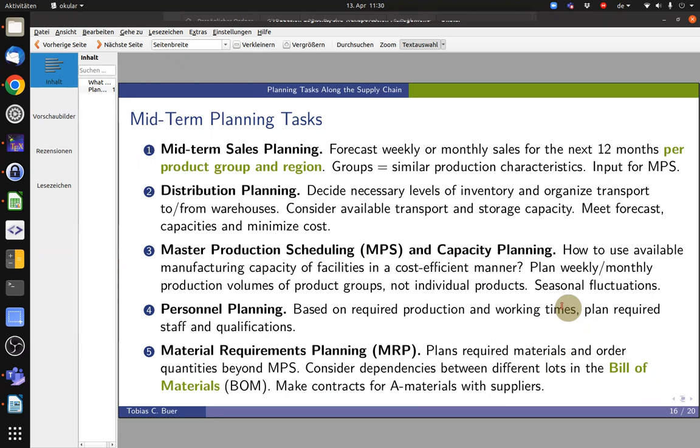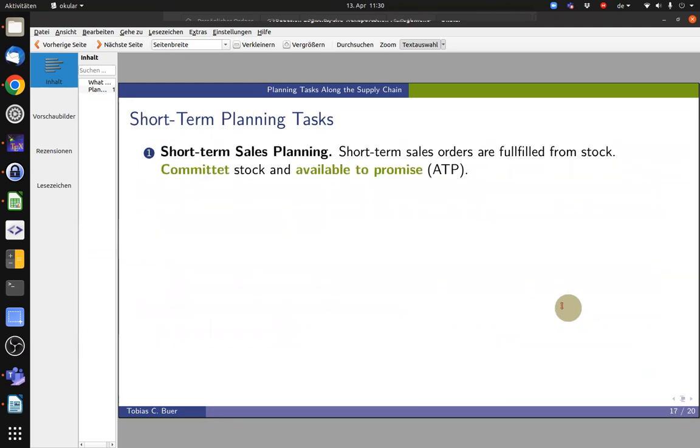So now let's move on from the midterm planning task to the short-term planning task, a couple of weeks or maybe even day-to-day planning. In the short-term sales planning, we decide or we distinguish between products that we can fulfill from our stock, from our inventory.